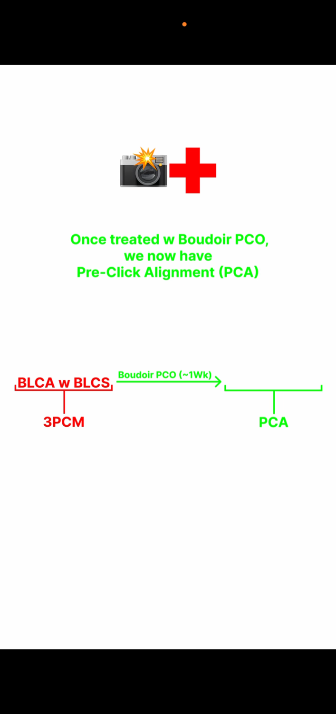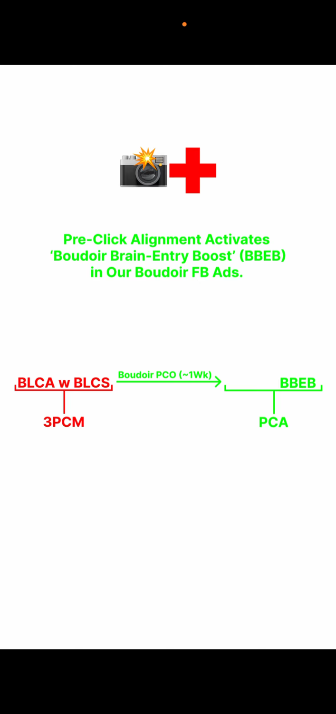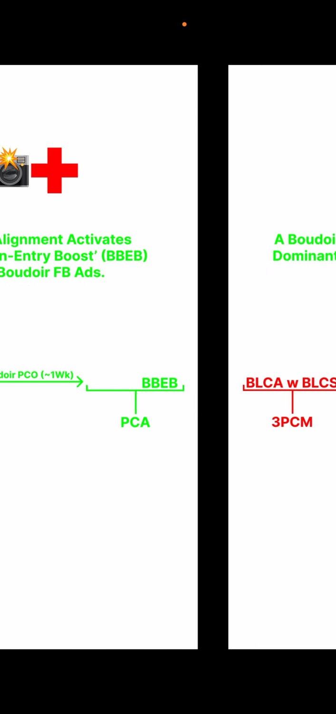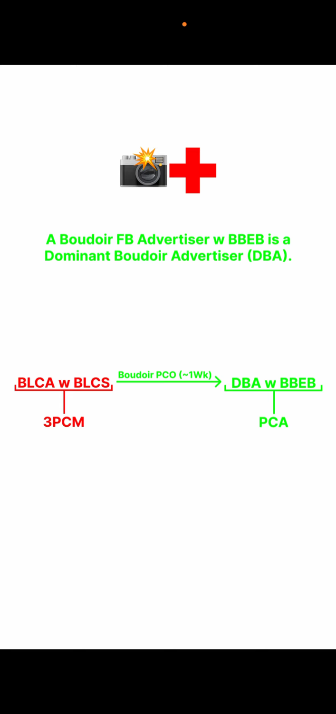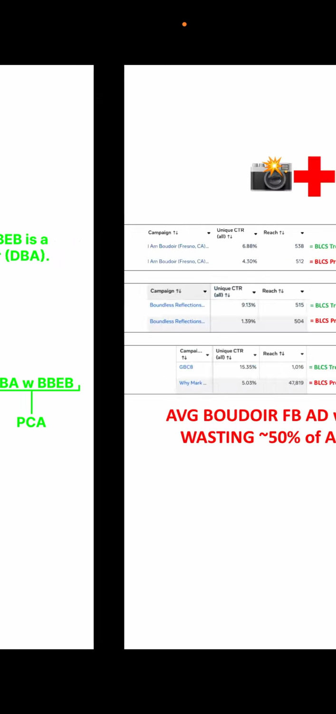And once treated with Boudoir Pico, our Boudoir Facebook ads now have pre-click alignment, PCA. And pre-click alignment activates Boudoir brain entry boost in our Boudoir Facebook ads. Basically, we get our unique CTR above 6%. And a Boudoir Facebook advertiser with Boudoir brain entry boost is a dominant Boudoir advertiser, a DBA. All right, so this is our universe. BLCA with BLCS is caused by the 3 pre-click mistakes. Solution simple though, it's Boudoir Pico, takes about a week. With that, we achieve pre-click alignment and we become a dominant Boudoir advertiser with Boudoir brain entry boost.